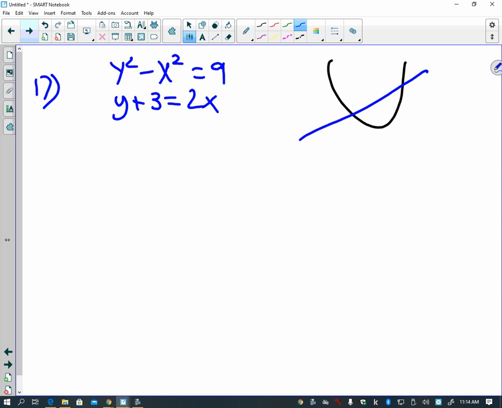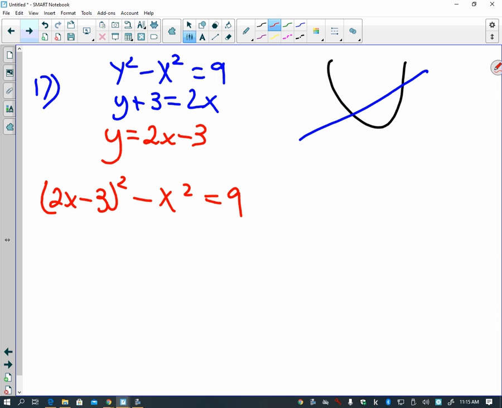What I'm going to do first is take this linear equation and solve it for y. So I should get y equals 2x minus 3. Once I know what y equals, I can sub it in. So I can go (2x minus 3) squared minus x squared equals 9. So now we have everything in terms of x.